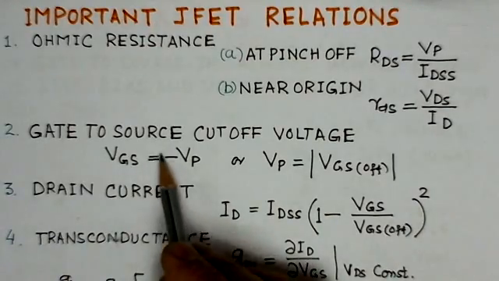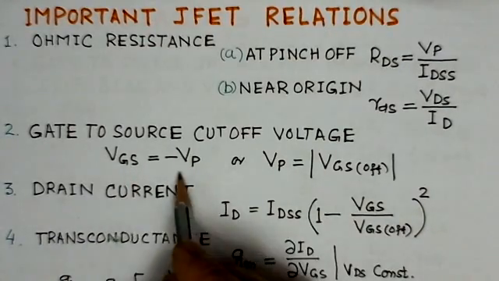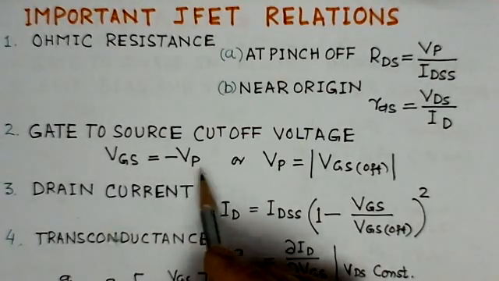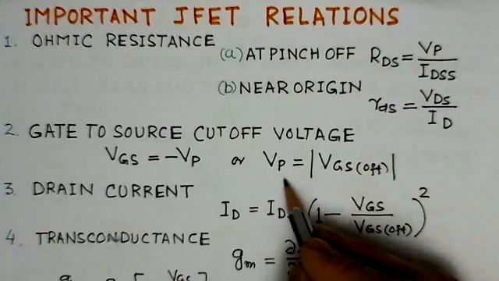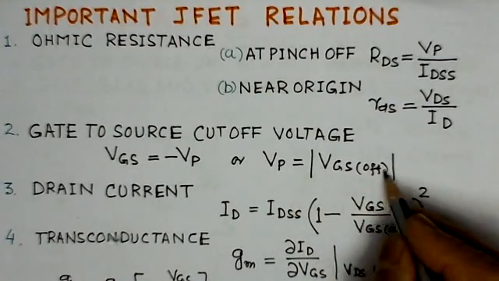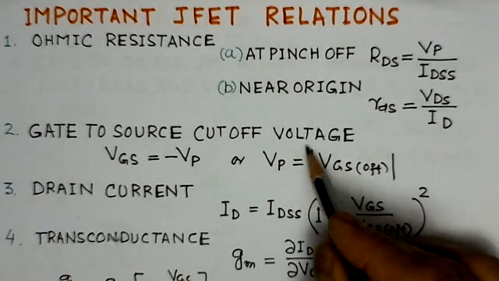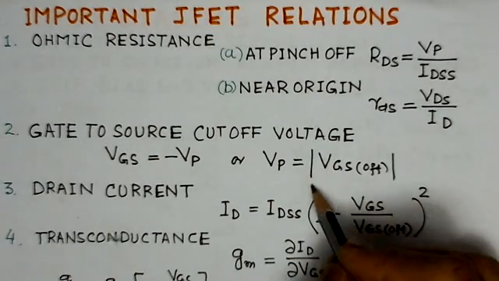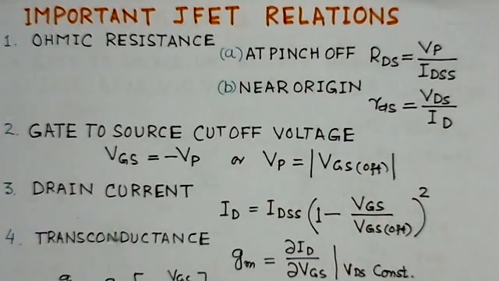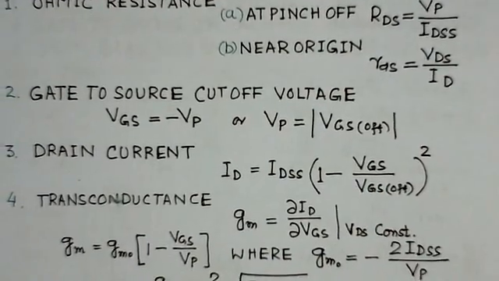Now the second parameter is the gate to source cutoff voltage, VGS off. This is minus VP, or more precisely we call it VP, the pinch off voltage, and VGS off. These voltages are the same in magnitude, but one is negative while the other is positive. Now the drain current ID is IDSS times 1 minus VGS over VGS off, whole squared. It's a very well known relation.